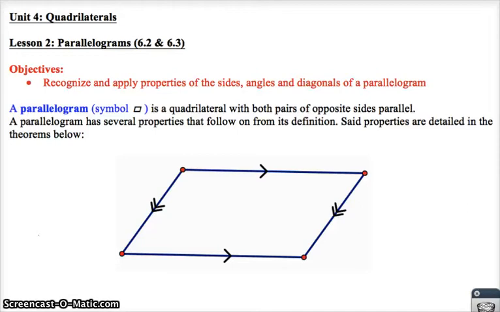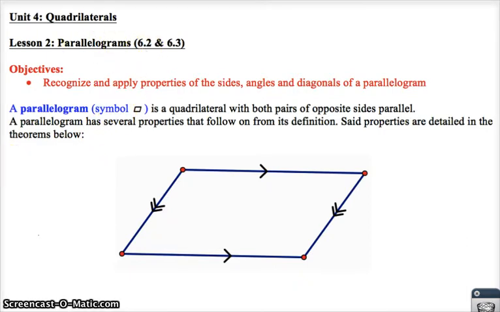Here we are, lesson 2 of Unit 4. This one's about parallelograms. Now, today's lesson has to do with two sections out of the book, 6.2 and 6.3. And 6.2 and 6.3 are pretty much converses of each other. They use a lot of the same diagrams, and they're all about parallelograms.